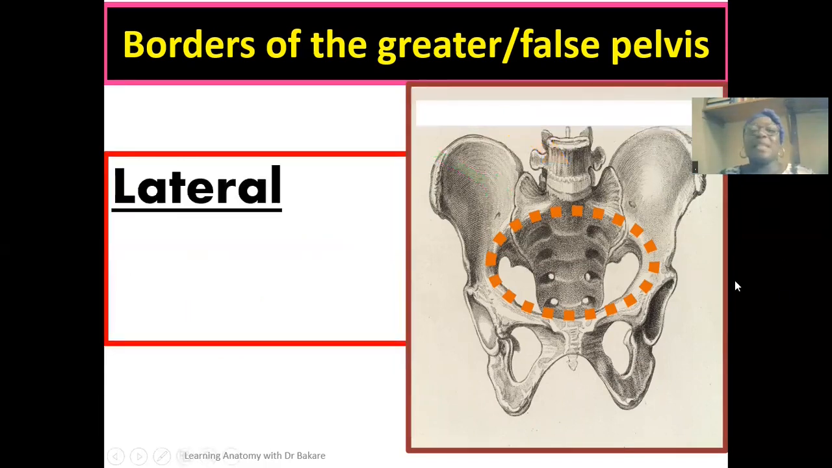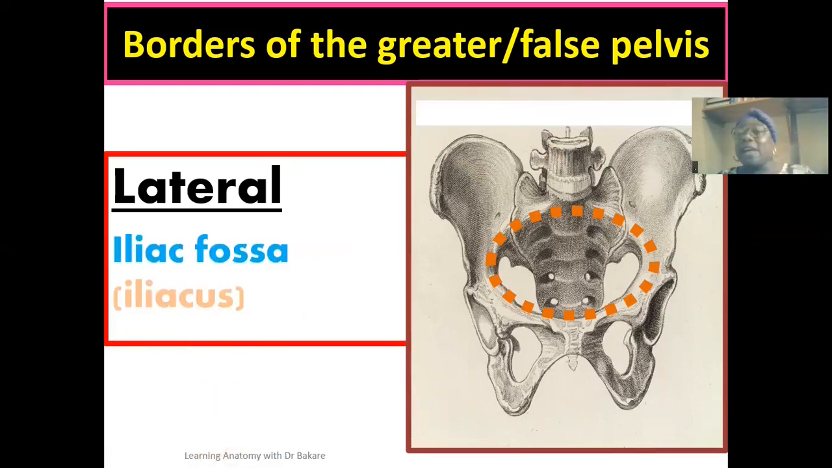So let's go to the lateral wall. The lateral wall of the greater pelvis is formed by the iliac fossa. Remember when we established the different structural components of the hip bone, we said we have the ilium at the upper part. At the anterior part here, we have the pubis, and at the posterior part here, we have the ischium.